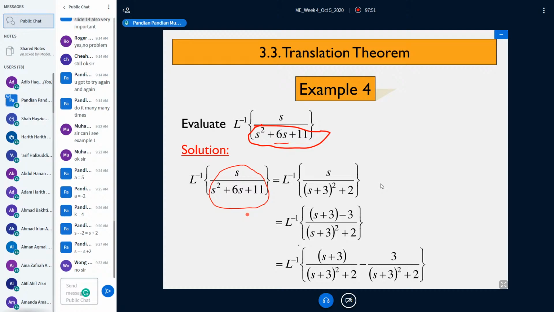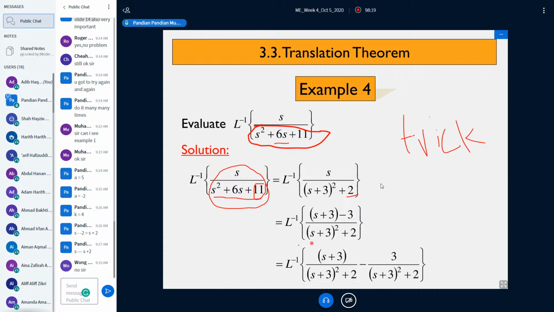So what is the algebra here? This s squared plus 6s plus 11, you have to nicely write as s plus 3 squared plus 2, because 9 plus 2 is 11. This is the trick, class. This is the trick. T-R-I-C-K, trick. This is the trick they play here.